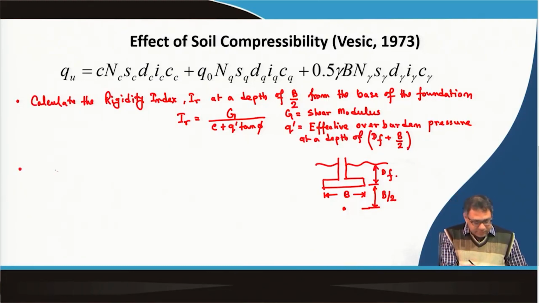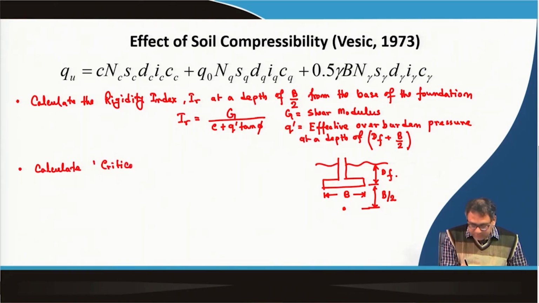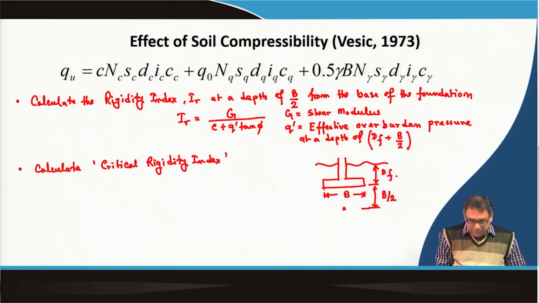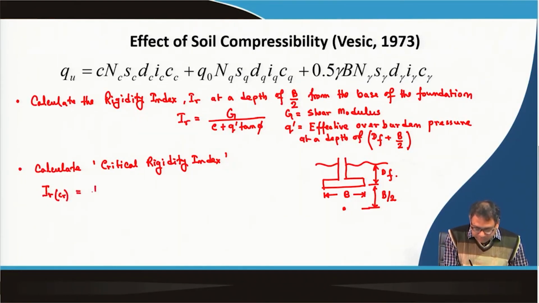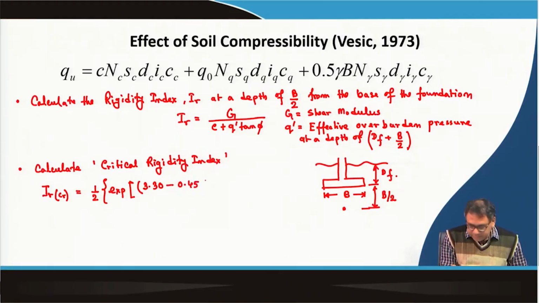The next step is to calculate the critical rigidity index, which is IR critical, equal to half times the exponential of 3.30 minus 0.45 B by L times cot of 45 degrees minus phi by 2.